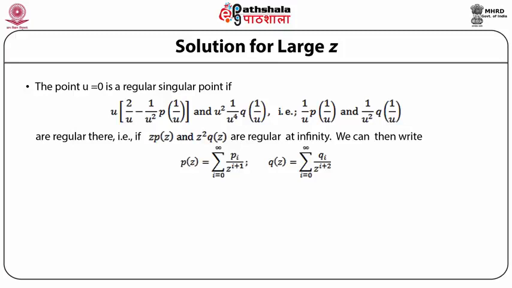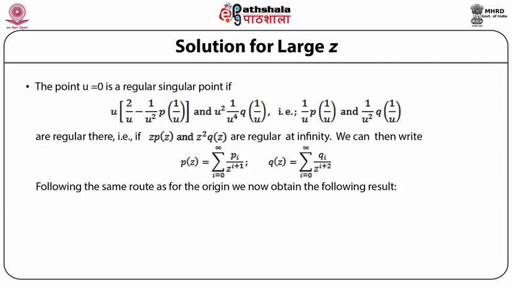The functions pz and qz can now be expanded in Laurent series given by pz is equal to summation i going from 0 to infinity pi divided by z raised to power i plus 1. Similarly, qz is equal to summation i going from 0 to infinity qi by z raised to power i plus 2. Following the same route as we did for the regular singular point at the origin, we now obtain the following result.